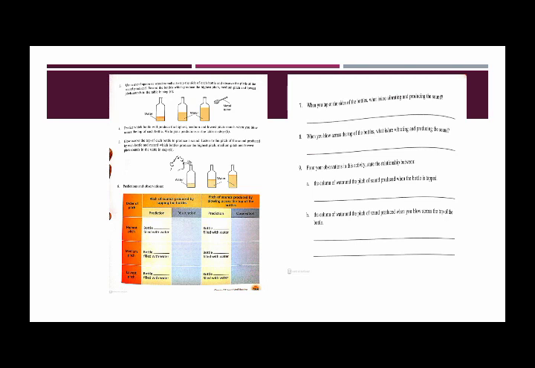Now instruction number 4, predict which bottle will produce the highest, medium and the lowest pitch sound when you blow across the top of each bottle. Write your prediction in table number 6. Now again, first of all you are going to predict whatever you are going to do, then you are going to observe, right?